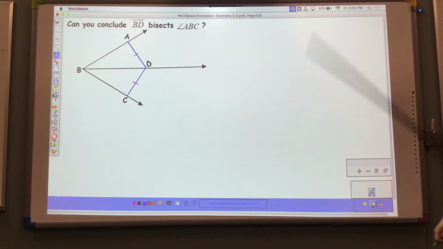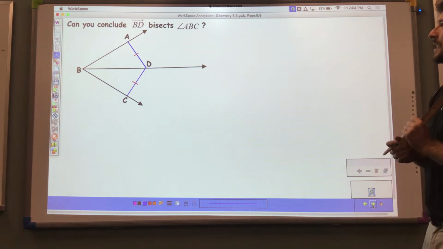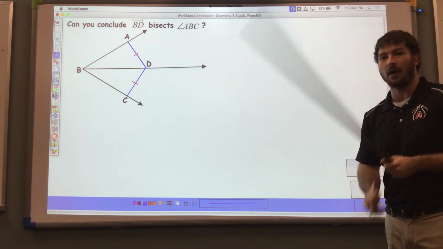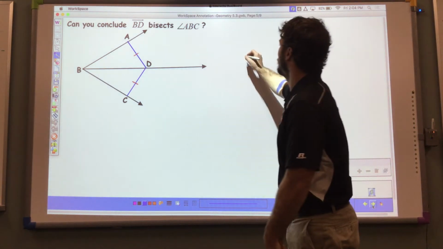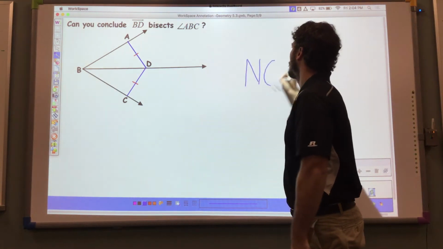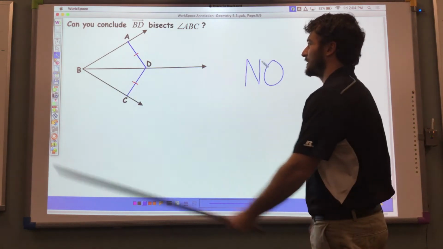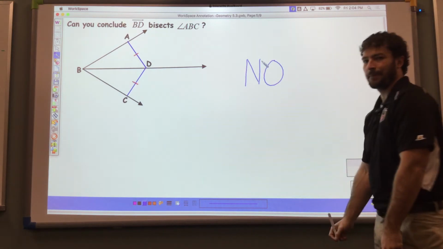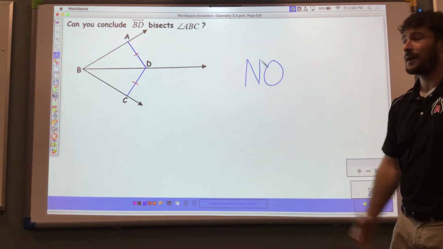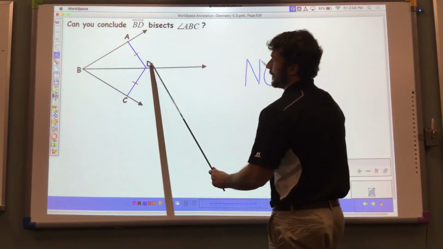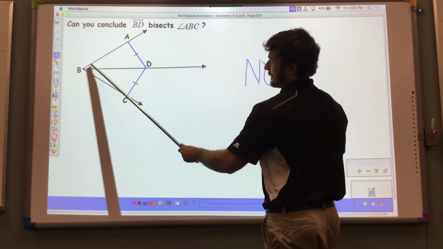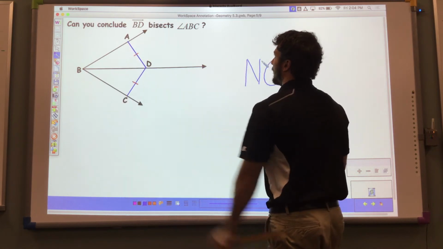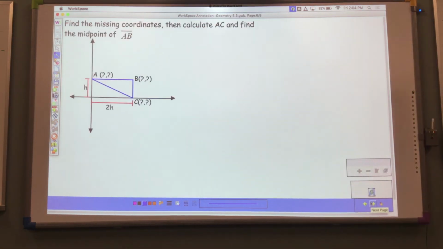So here it says, can you conclude that segment BD bisects ABC? Well, if you've been paying any attention at all during the video, your answer should be no. And again, the reason is we do not have right angles here or here. So if you've taken away anything so far, is that in order to know that this point's on the angle bisector, you either need to know that it's an angle bisector, or you have to have congruent segments with 90-degree angles. You need to have both things.